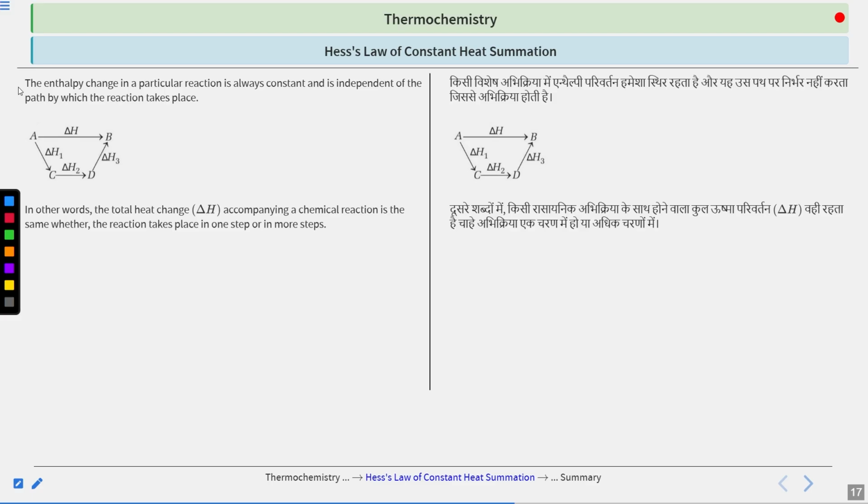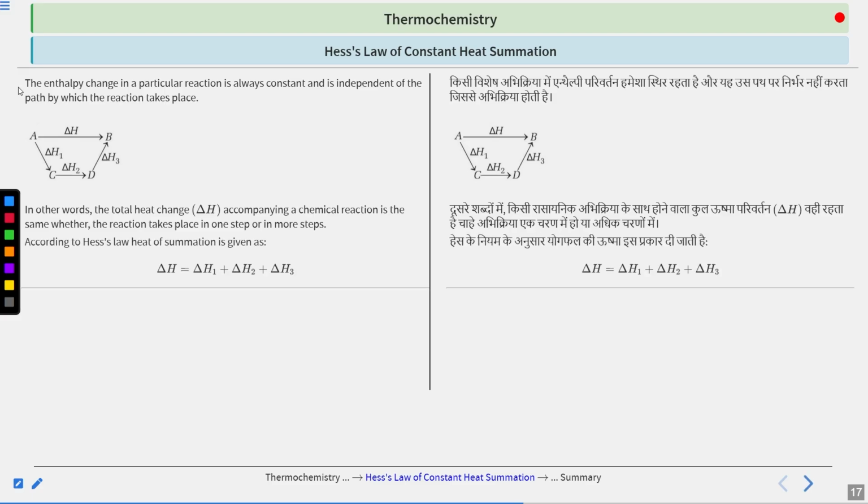So the total internal heat change accompanying a chemical reaction is the same whether the reaction takes place in one step or multiple steps. Clear? This is written in the form of an equation also: delta H is equal to delta H1 plus delta H2 plus delta H3.